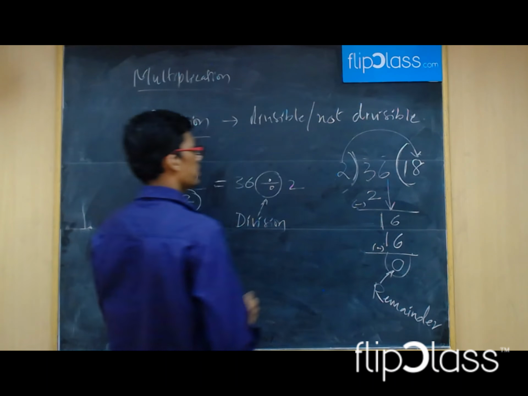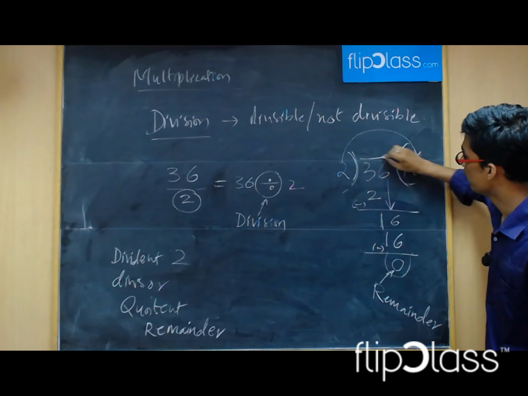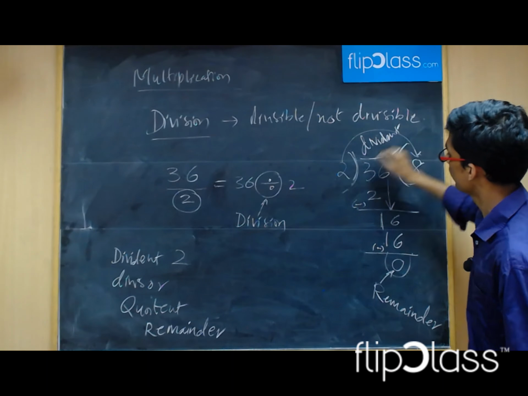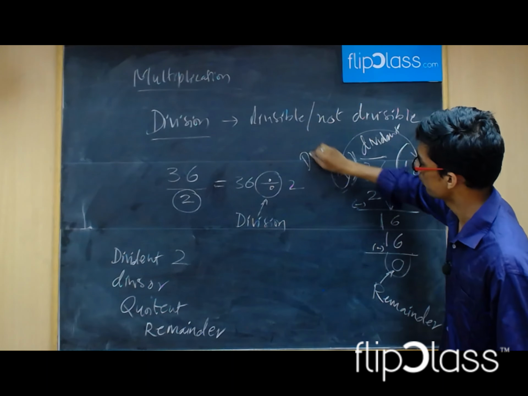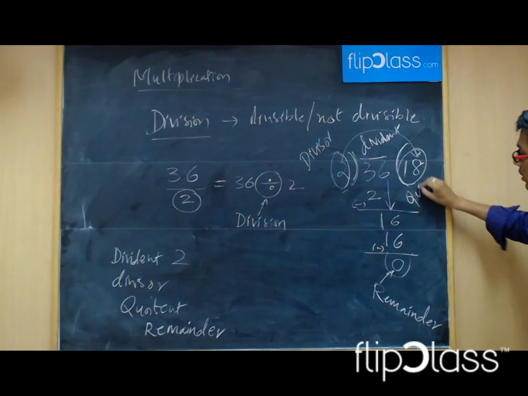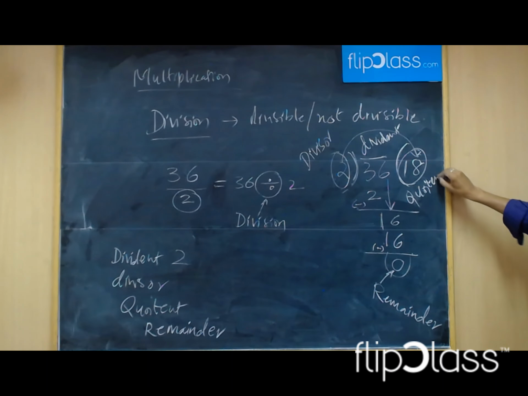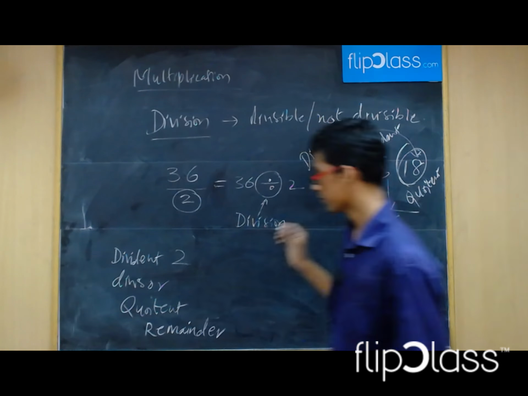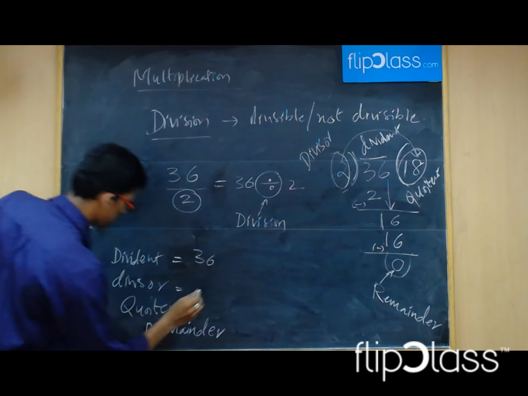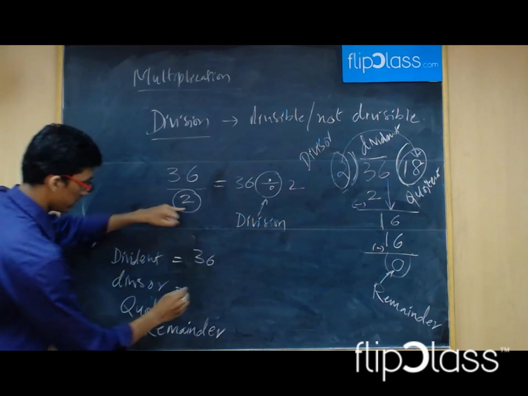Fine. This is the dividend. This is the divisor. And then this is the quotient. Okay. So here the number 36 is the dividend. The divisor is 2 here.